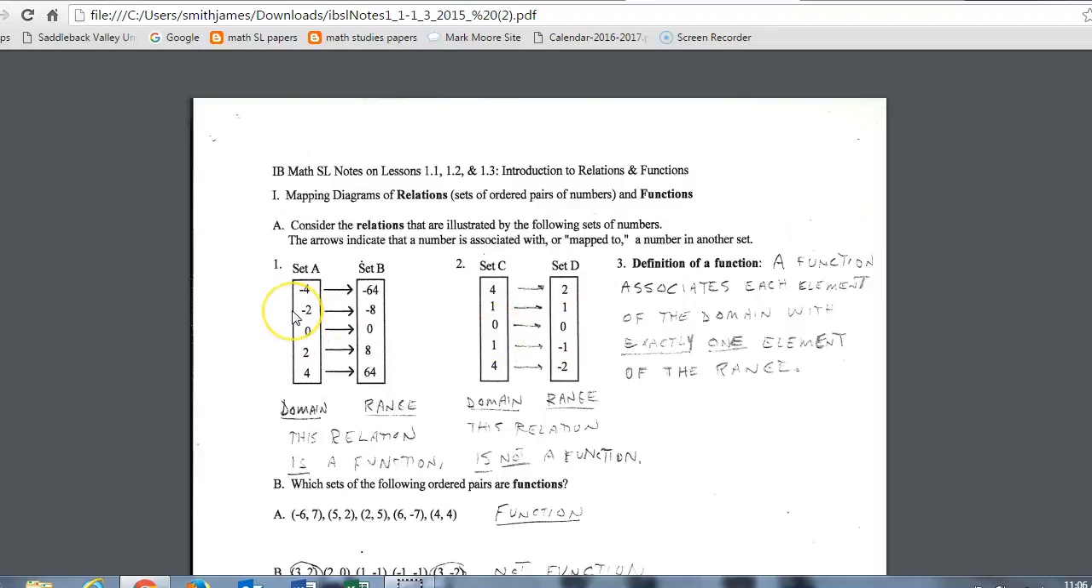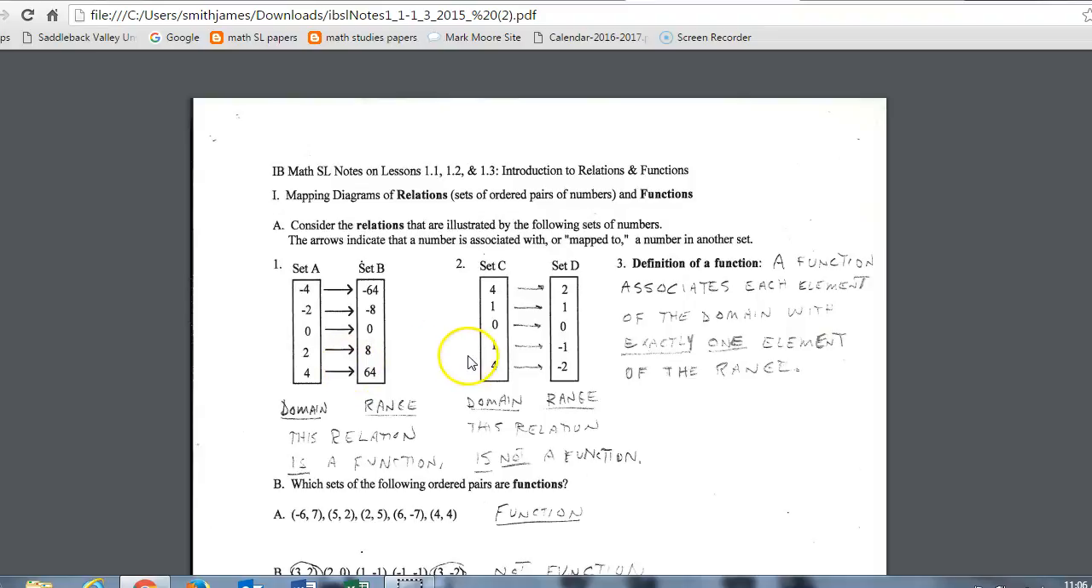So if you look at the first example here, the set A would be the domain values, set B is the range values, like x and y. As you look at the x values, you can see that each x value that we have only has one output, or one range value. So that's why this one is a function.